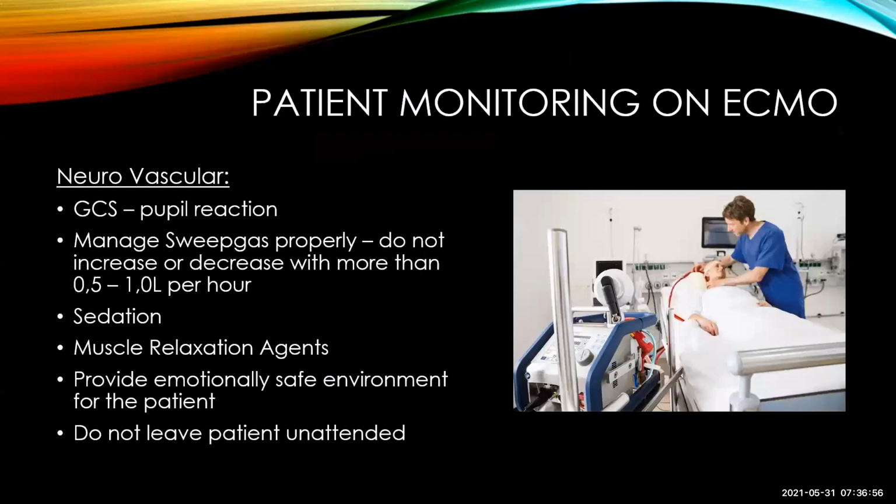Okay. Then patient monitoring on the ECMO. So first of all, we're going to go through the neurovascular system. Please do your Glasgow Coma scale every hour or however often you do it. Check the pupil reaction. If there was air in the circuit, you can have a variance in pupil reaction. You can have unequal pupils. You can have dilated pupils.